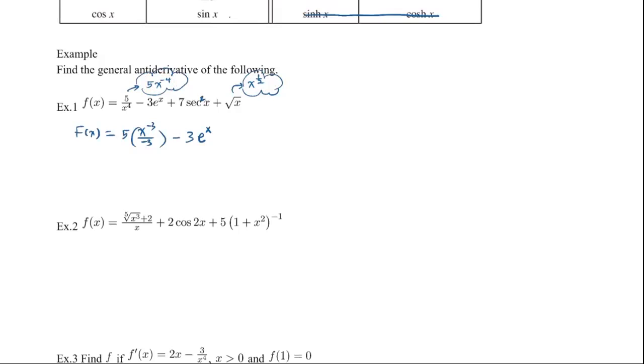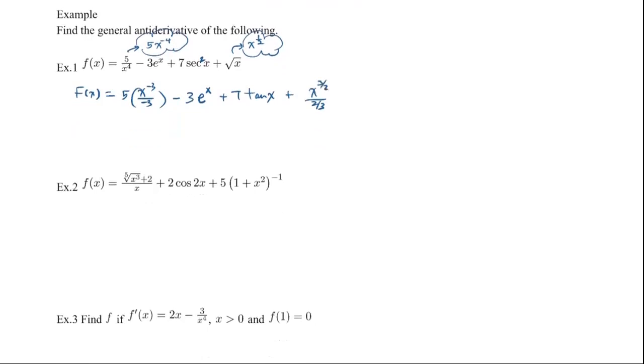Yeah, what derivative gives you secant squared? And that is tangent, right? Okay. And then for the next one, we add 1 to the 1/2, which gives you x to the 3/2. And we're going to divide by 3/2. But pretty soon you're going to get comfortable just writing the reciprocal of 3/2 in the front. All right. So we say, therefore, F of x, let's clean it up.